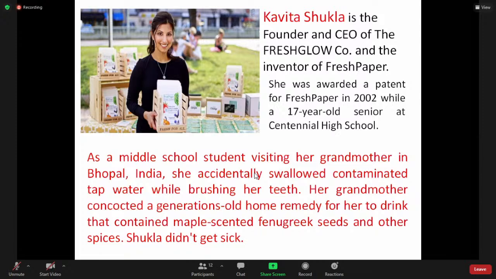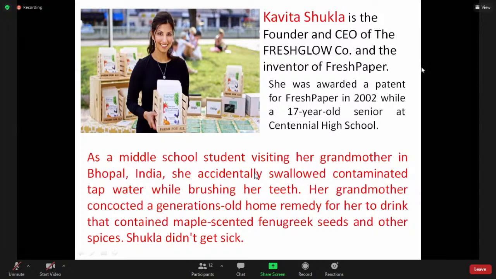She was awarded a patent for Fresh Paper in 2002, when she was only 17, at Senior Centennial High School in Texas, USA. What she did and how the research came to her mind is interesting. As a middle school student, when she was visiting her grandmother in Bhopal, she accidentally swallowed contaminated tap water. As you know, in our country, this is common.